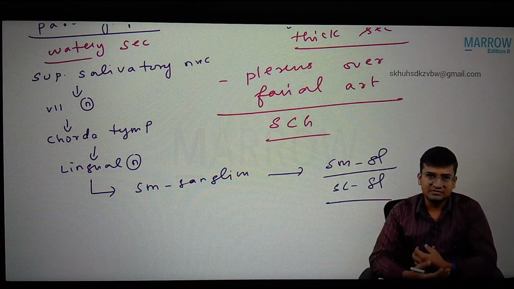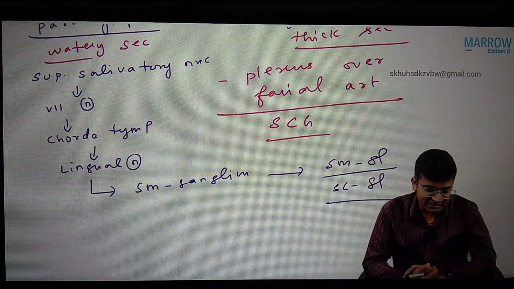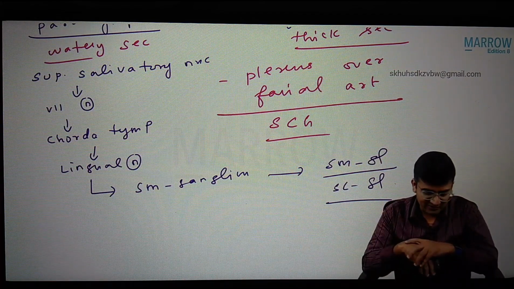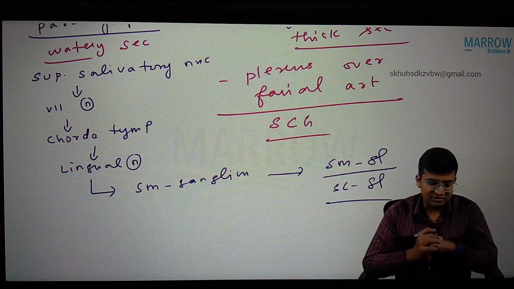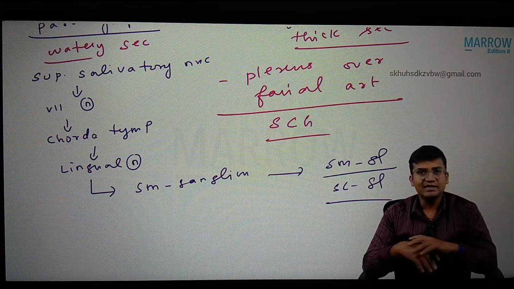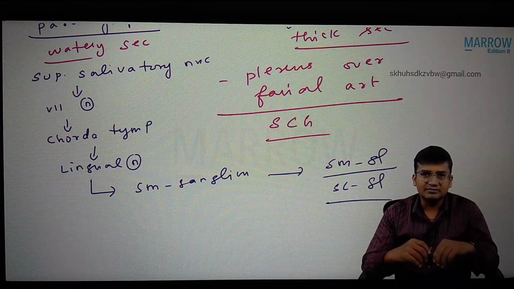We already discussed the submandibular ganglion in detail in the mandibular nerve topic, so again we're writing the same thing. This is the parasympathetic pathway for the submandibular gland. And that's all about the submandibular gland.